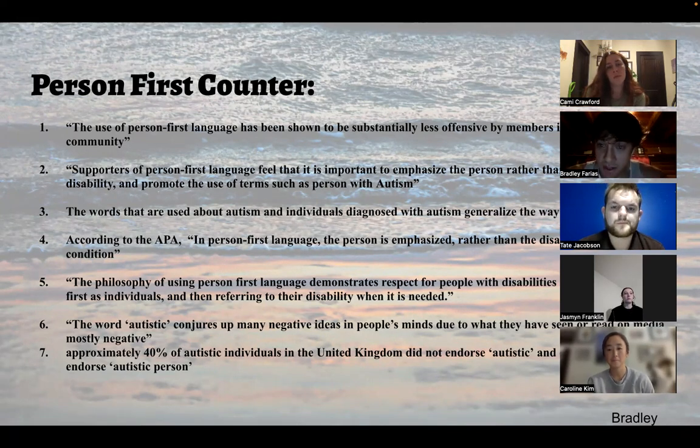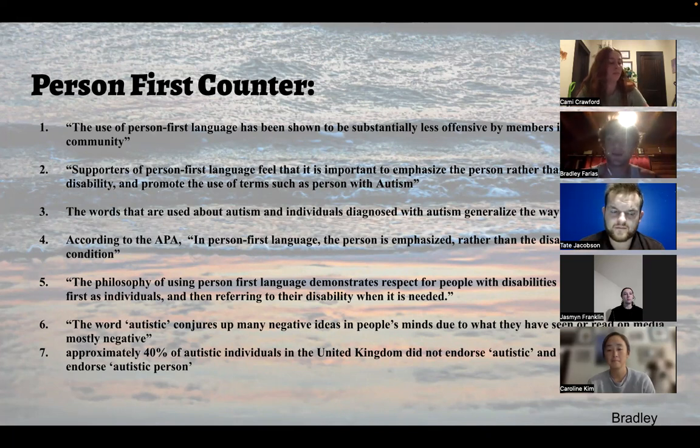Let us use another condition as an example. You wouldn't call someone a cancerous person, you would say they are diagnosed with cancer. The same principle can be applied to autism. Rather than call the person an autistic person, the less offensive term, according to Botha, is a person diagnosed with autism.